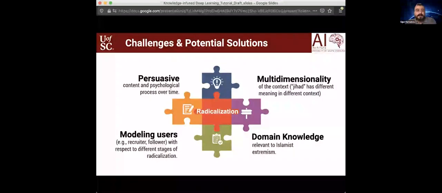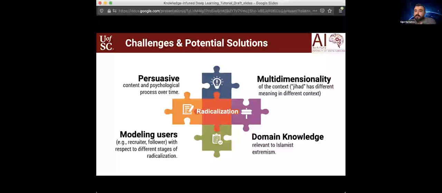On the other hand, this is not a trivial problem. There are different challenges for this issue, and there are some potential solutions that are still in the experimentation phase. First of all, the bad actors on social media are quite persuasive. The content and psychological tactics they employ are quite impressive, because they are able to convince people to take action on their ideology. They are not only convincing people into their ideology, but convincing them to take action in the end.